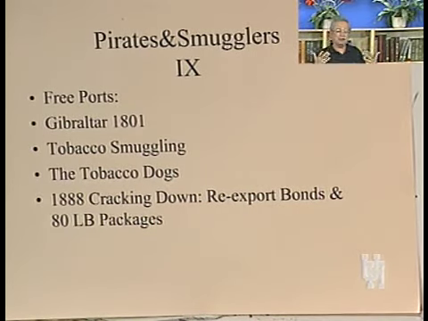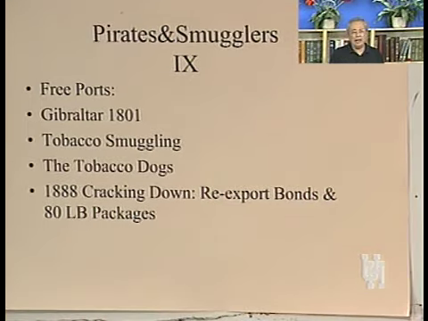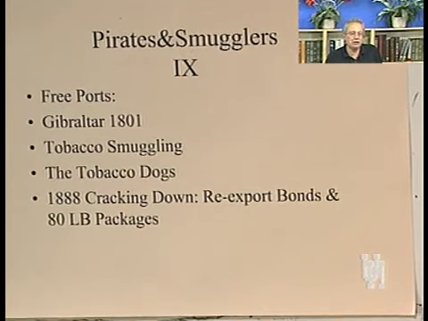Now, needless to say, the Spanish became particularly upset, complained to the British government, and finally, in 1888, we have a revision of rules. One is the establishment of re-export bonds, which means you bring tobacco into Gibraltar, you have to sign a bond, put up a bond for 3 times the value of the shipment, guaranteeing that it's going to leave again and that we'll be able to document that it's left here and not gone to Spain.